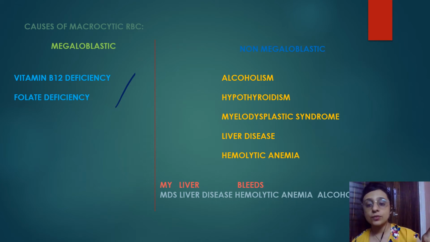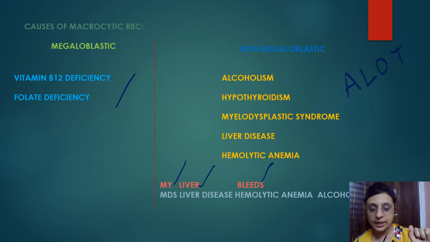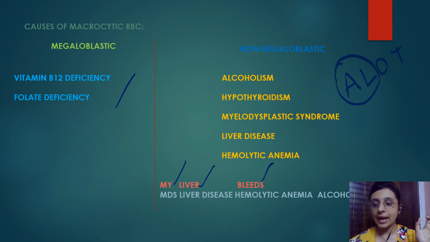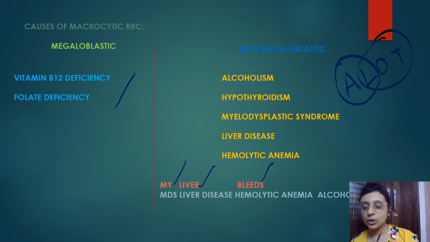And what are the causes of non-megaloblastic macrocytic RBCs? You have to remember a very good mnemonic: my liver bleeds a lot, right? So my MDS, liver disease, bleeds hemolytic anemia, a lot alcoholism, and you have to remember low thyroid or hypothyroidism. So my liver bleeds a lot. MDS, liver disease, hemolytic anemia, alcoholism, and low thyroid or hypothyroidism.